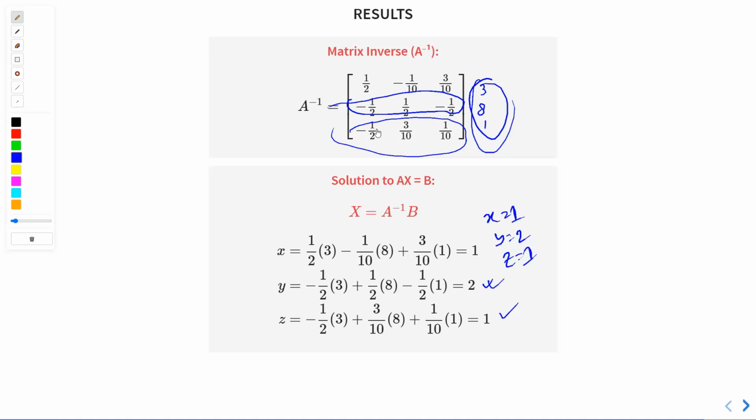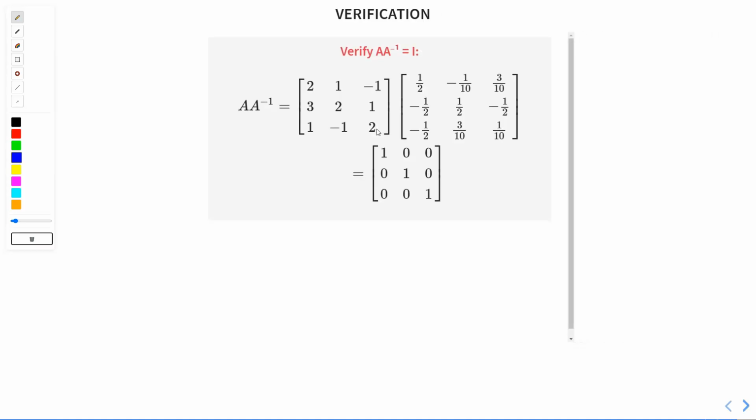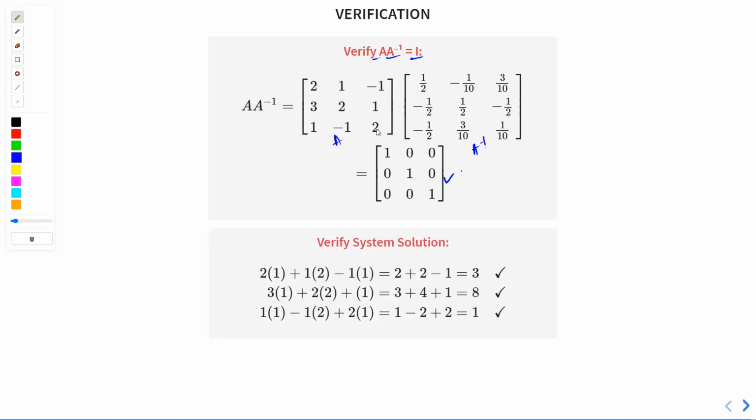Next I have to verify. If I multiply A and A inverse, I will get the I. So this is my original A matrix, and this is my A inverse, and if I multiply, I will get the identity matrix. Now I already have the system of equations. So if I plug in x is equal to 1, y is equal to 2, and z is equal to 1, I will get the left hand side equal to the right hand side. So all the equations verify with x is equal to 1, y is equal to 2, and z is equal to 1. So that's it. Once we get the A inverse, we get the solution: x is equal to 1, y is equal to 2, and z is equal to 1.